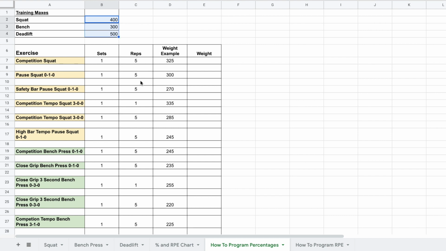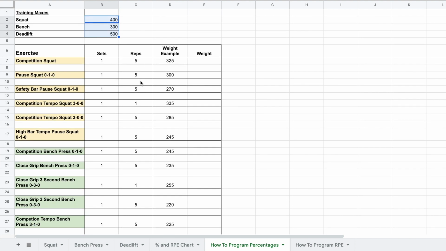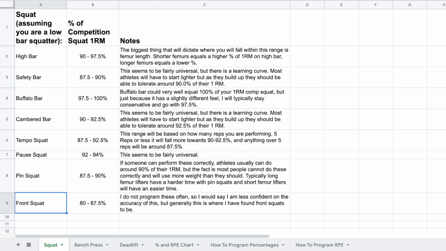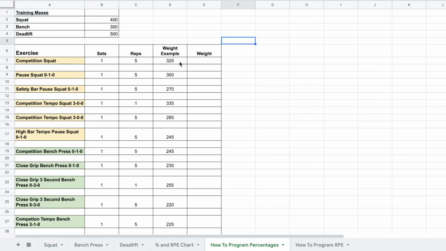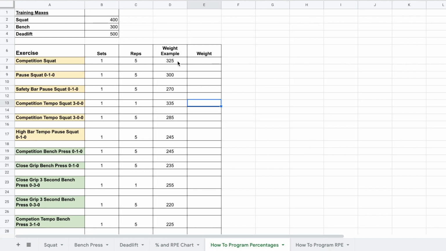For the most part, as you can see here as I scroll down, we're just going to do sets of 5. This is just a general framework, not to go through every single possible variation or rep range. This is just taking the RPE chart and the percentages and putting them together. So if we have a competition squat, everything here is programmed at an 8 RPE. So 8 RPE at 5 reps is 81.1%. That's why I have this here.